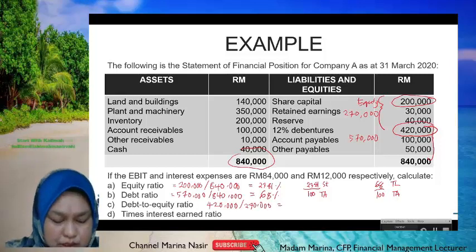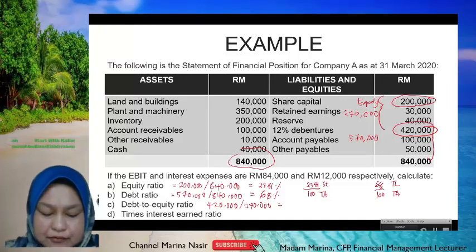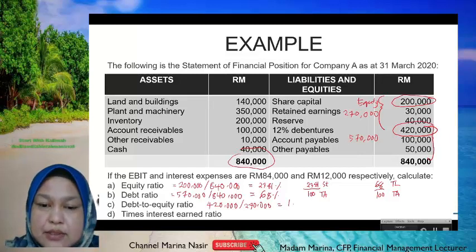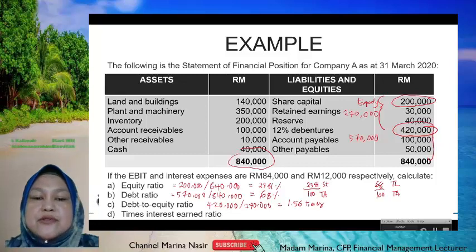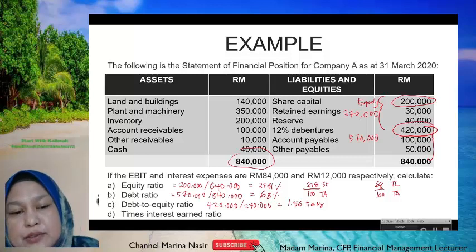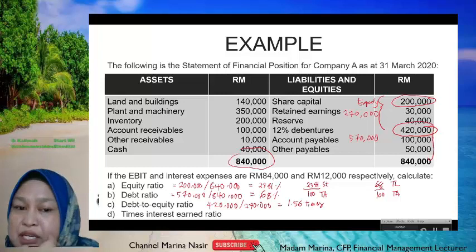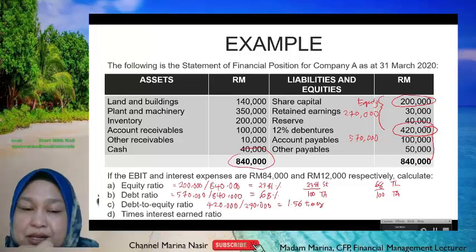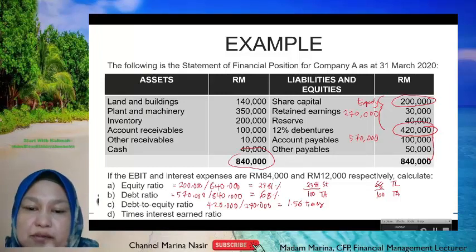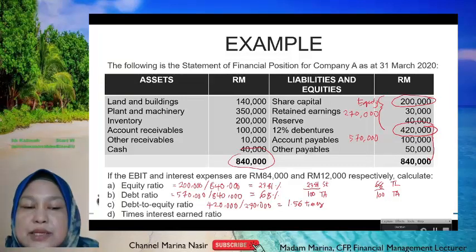So the debt to equity ratio for company A is 1.56 times. How to interpret? For every 100 ringgit of this company's equity, they have long-term debt of 1 ringgit 56 cent. It's considered high also. Okay, so the last one, time interest earned.